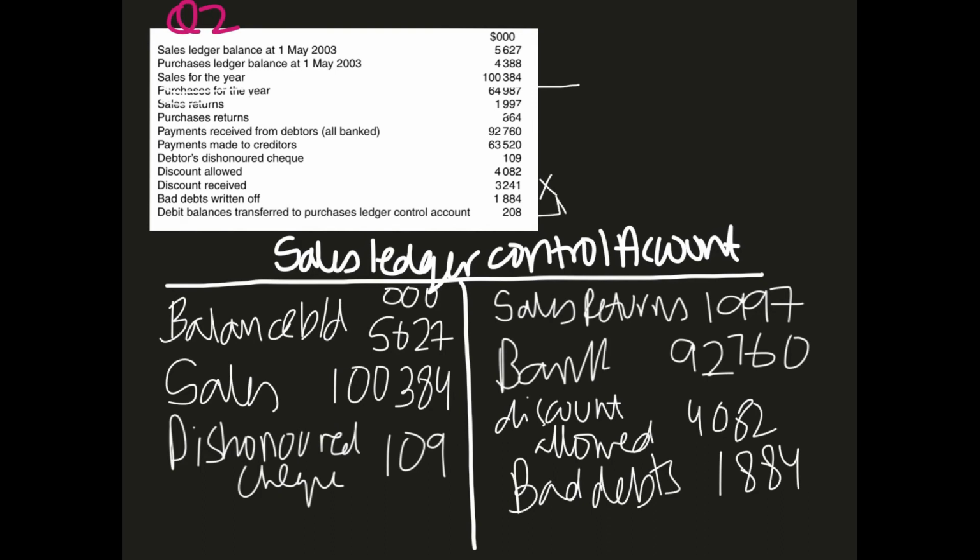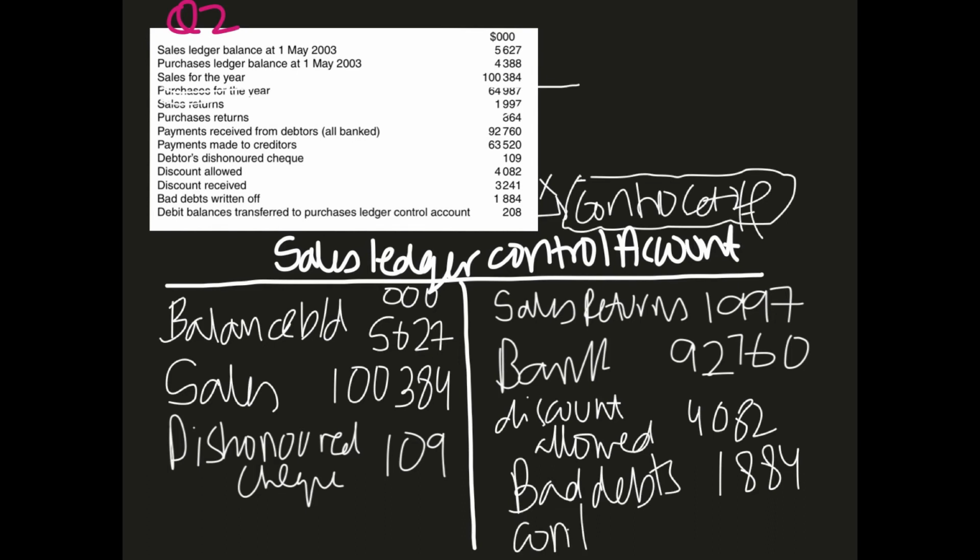Now, debit balances transferred to purchase ledger control account. This actually means the contra set off, because this is the amount which is transferred to the purchase ledger control account. I have explained everything about a contra set off in a video which you will find. So if you are confused about contra set off, you can scroll back, watch that video and attempt this question.